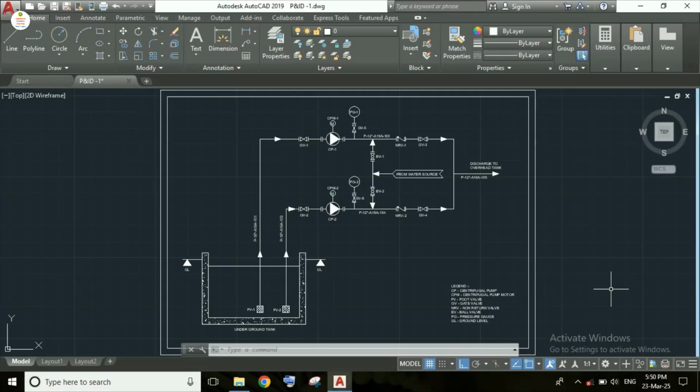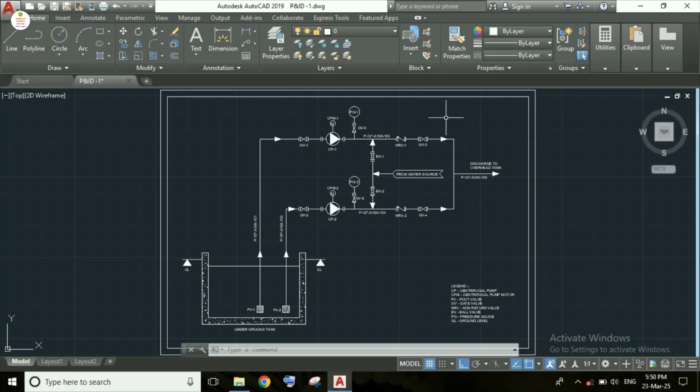In this video we are going to study about P&ID, that is process and instrumentation diagram. Students, this is part 1 of the P&ID explanation video. Further, we will also see different parts of P&ID related videos. So let's see, this is the first part of the P&ID explanation video.